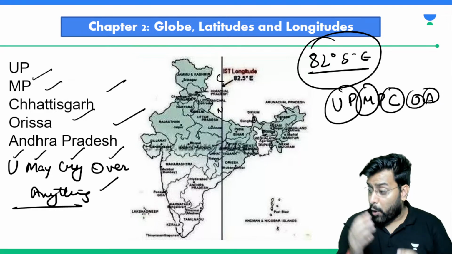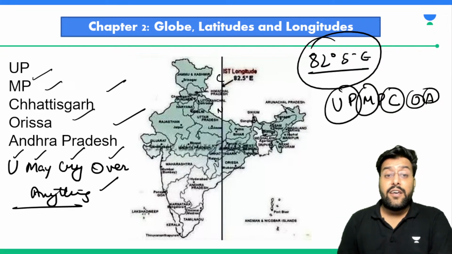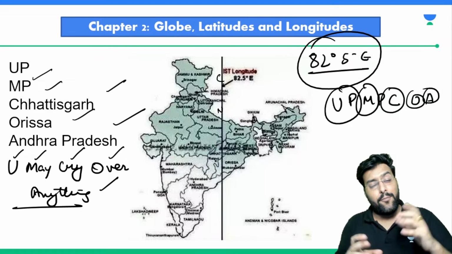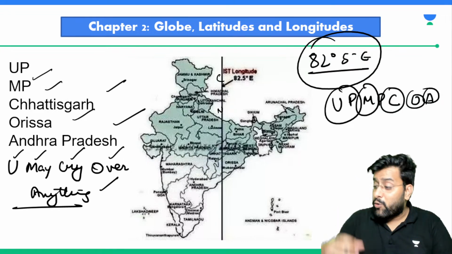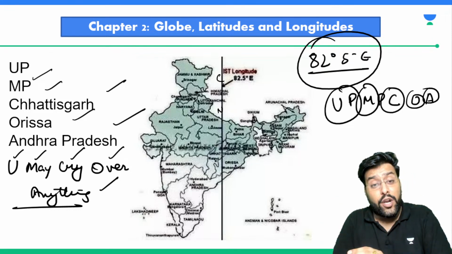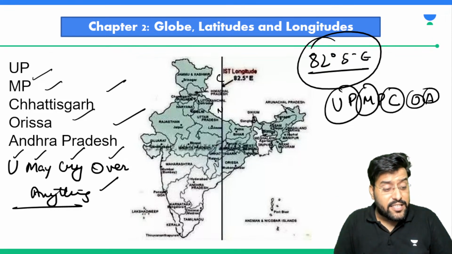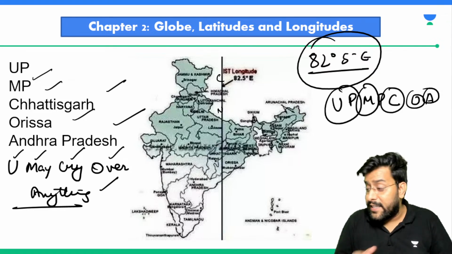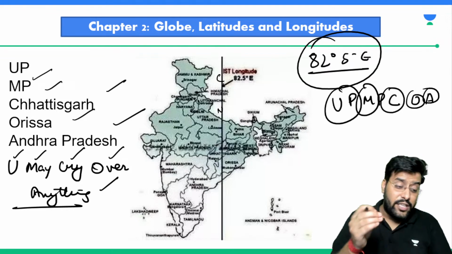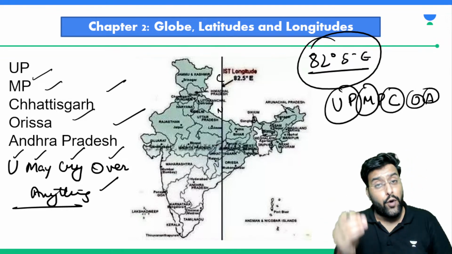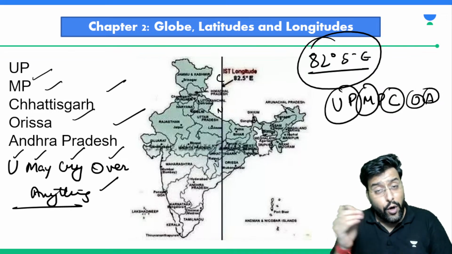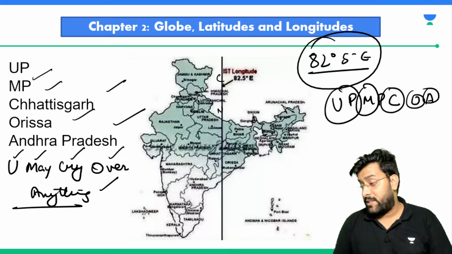See, it's very important. The problem I have seen with many students while preparing is that they make certain mnemonics. Like we made one mnemonic, you may cry over anything. But tomorrow when we appear in the examination, because of the stress we tend to forget what we made this mnemonic for. So we need to remember that Indian Standard Time, you may cry over anything. In that way, we'll never be able to forget. U for Uttar Pradesh, M for Madhya Pradesh, cry for Chhattisgarh, O for Odisha and A for Andhra Pradesh.